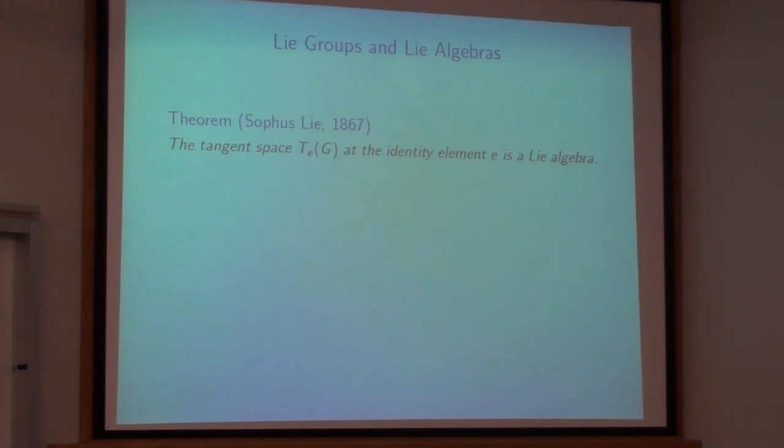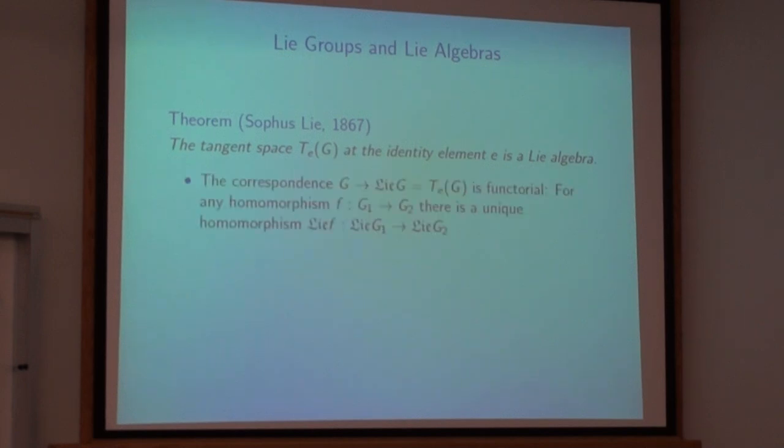Alright, so I want to go back to the result that the tangent space at the identity element is a Lie algebra. And I want to discuss this correspondence. The very fundamental fact is that if you go from group to algebra, it's a functorial correspondence. To elaborate slightly on the meaning of that: if you have any homomorphism between two groups, then you get a homomorphism between two Lie algebras. Let me explain this notation. This is the Lie algebra associated to the first group, and this is the Lie algebra associated to the second.